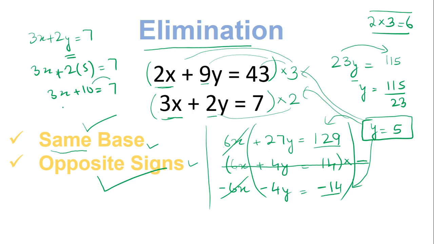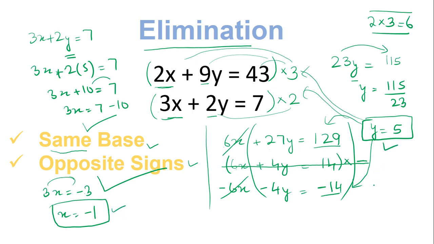Now I can take my 10 to the other side. 10 is positive, and when it goes to the other side, it turns negative. So 3x equals 7 minus 10, which means minus 3. And to isolate the x, I take the 3 to the other side. So negative 3 divided by positive 3. 3 divided by 3 is just 1 and it's negative. So my answer becomes x equals negative 1. My y is 5, my x is negative 1. You can write it in the coordinate format as negative 1, comma 5. So this is my answer. The value for x is negative 1 and the value for y is 5.